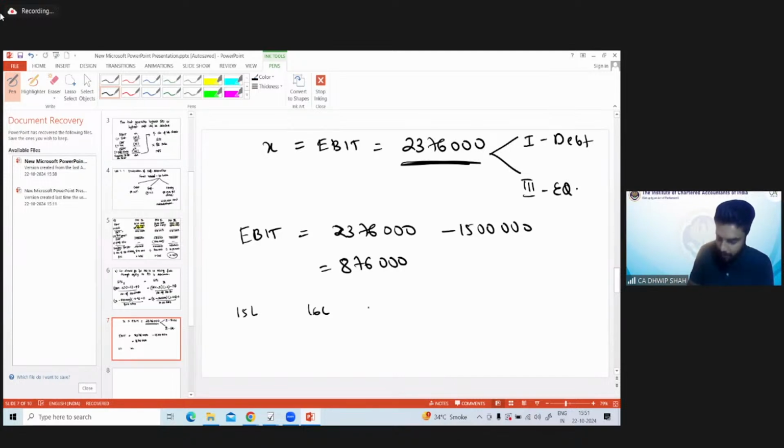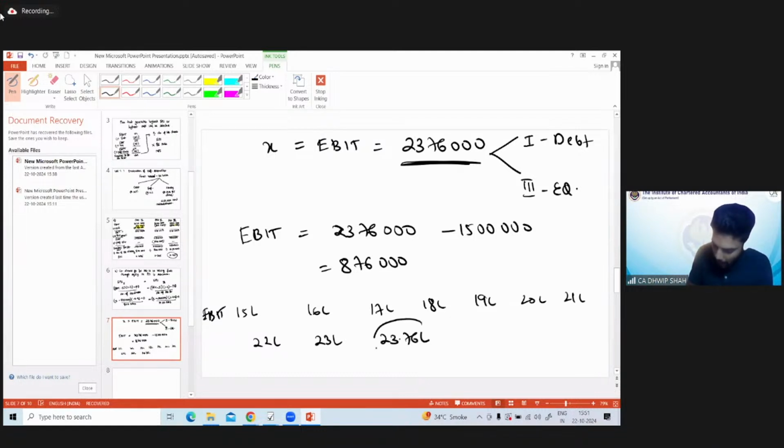16 lakh, go for equity. 17 lakh, go for equity. 18 lakh, go for equity. 19 lakh EBIT, go for equity. 20 lakh EBIT, go for equity. 21 lakh EBIT, go for equity. 22 lakh EBIT, go for equity. 23 lakh EBIT, go for equity. 23.76 lakh EBIT. Now you can think of the second best alternative.